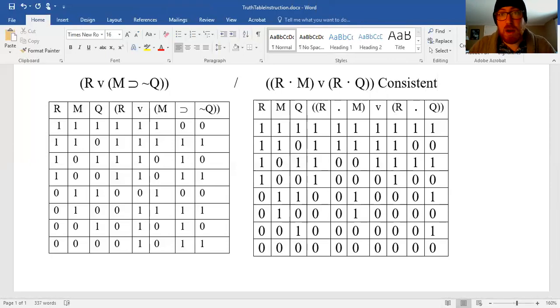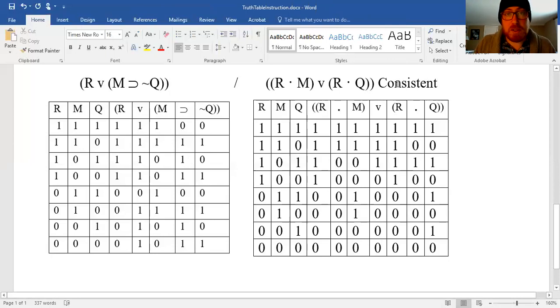So that means that these are logically consistent. So these two formulas are logically consistent with each other. They are both true anytime R, M, and Q are all true. They're both true when R is true, M is true, Q is false, and they're both true when R is true, M is false, and Q is true. In all other evaluations, these formulas are not both true. So they're only both true in those 3 circumstances. But since there's at least one circumstance where they are both true, they're consistent with each other, okay?